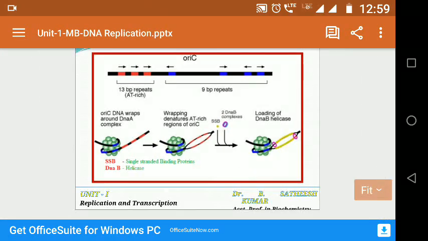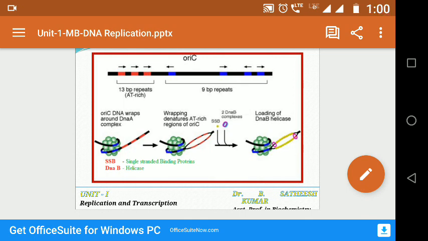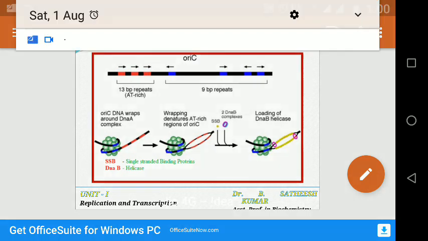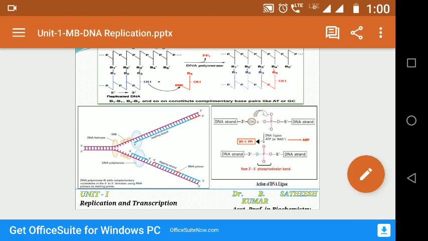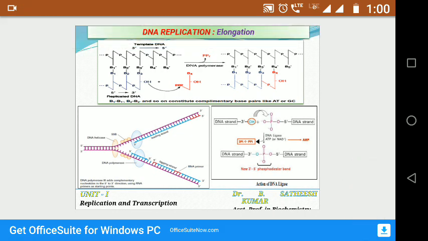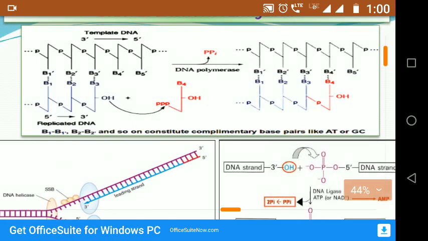In the initiation, we have the origin sequence and DnaA proteins which recognize the origin sequence. Then the helicase which unwinds the double stranded DNA, making it single strands, and the single strands will be stabilized by the single stranded binding proteins. So that is initiation, and the next one is elongation.